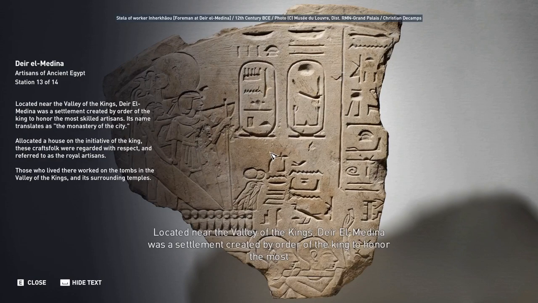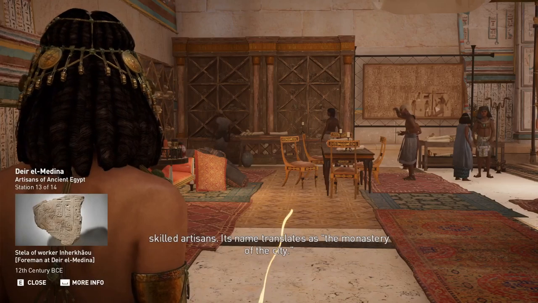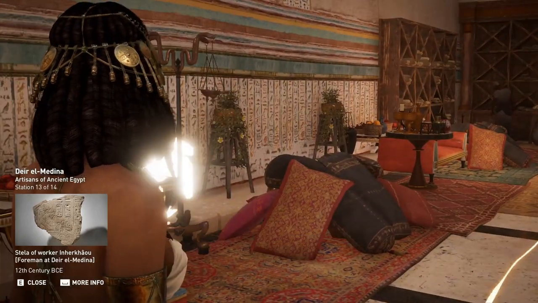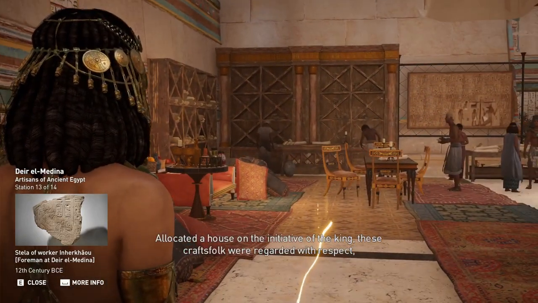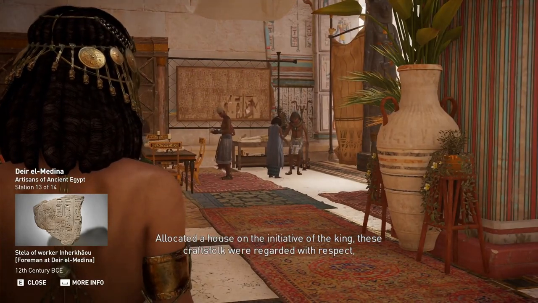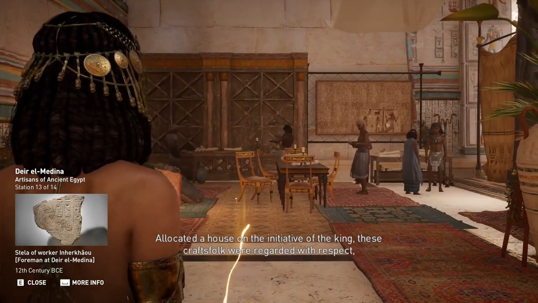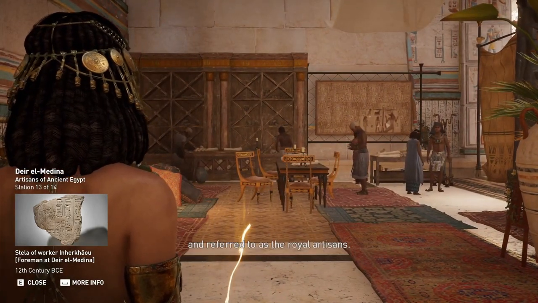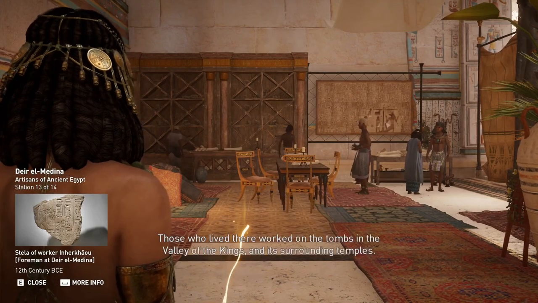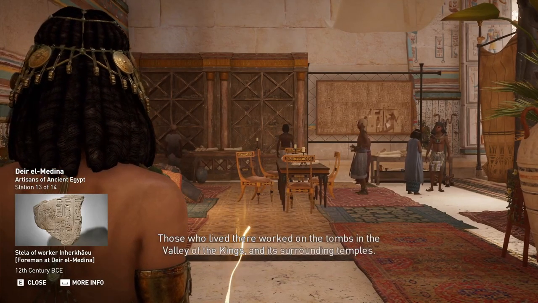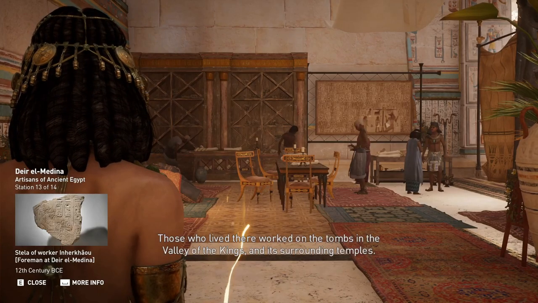Located near the Valley of the Kings, Deir al-Medina was a settlement created by order of the king to honor the most skilled artisans. Its name translates as the Monastery of the City. Allocated a house on the initiative of the king, these craftsfolk were regarded with respect and referred to as the royal artisans. Those who lived there worked on the tombs in the Valley of the Kings and its surrounding temples.